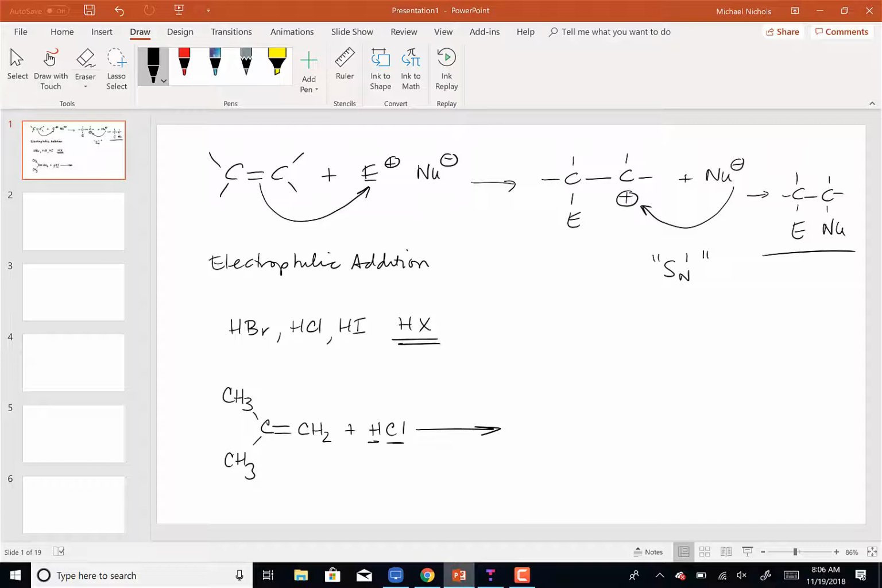So I have two carbons here that I could add the H plus to, A or B. Which one do you think it's going to add to? B? Do we all like B? Why? It's less substituted, okay. Why?